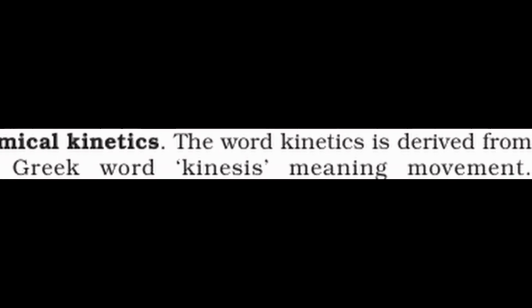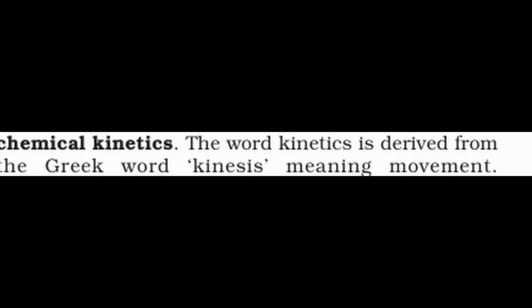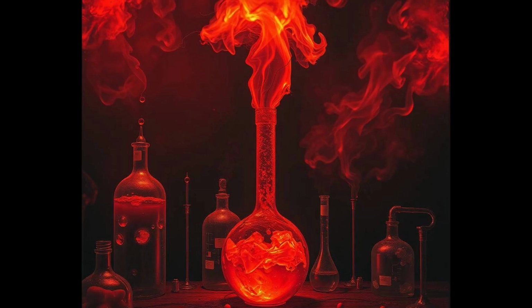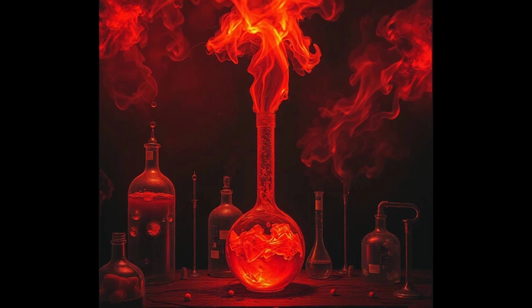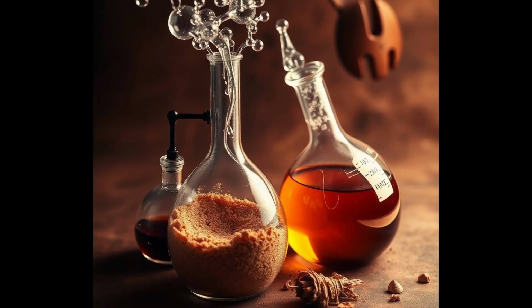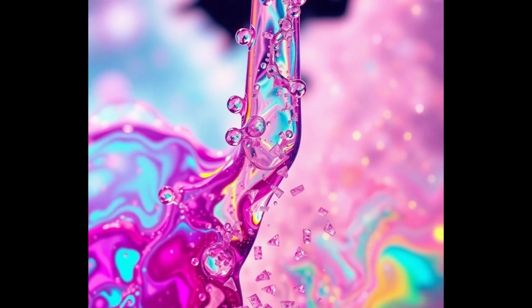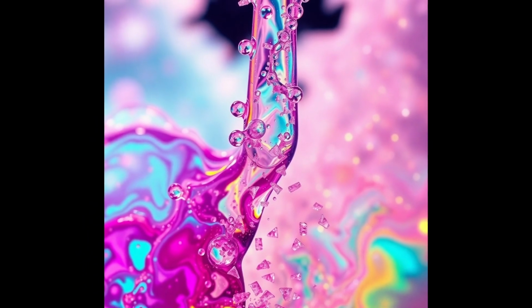The word kinetics comes from the Greek word kinesis, meaning movement. So, simply put, chemical kinetics is the branch of chemistry that deals with three main things. 1. The rate or the speed of a chemical reaction. 2. The factors that affect this rate. And 3. The mechanism by which the reaction occurs.